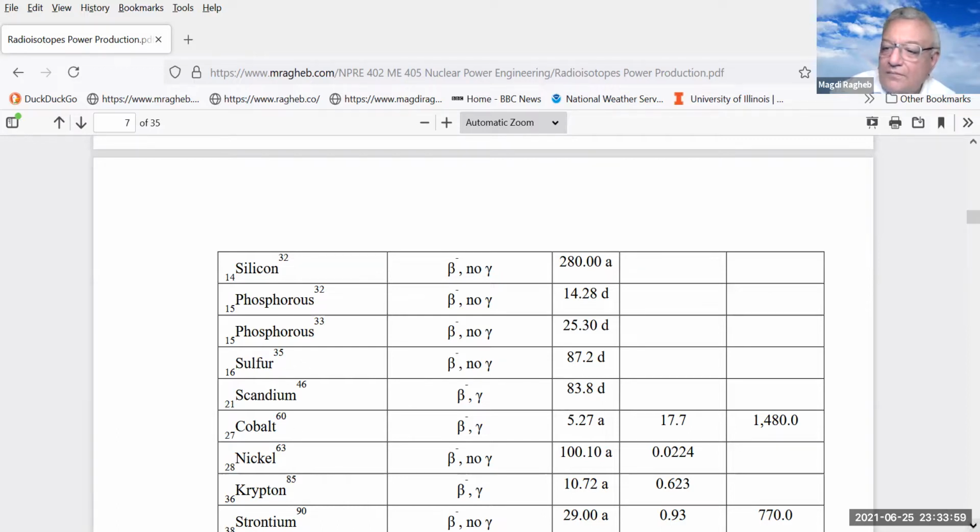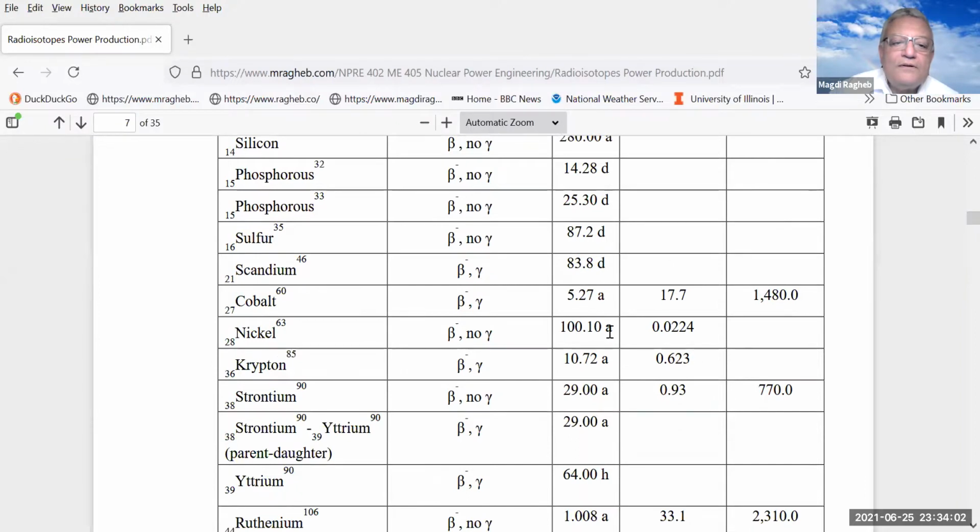Cobalt-60 can emit beta particles, but also gamma radiation. And nickel-63, again, is a very useful one because it doesn't emit gamma radiation. Its half-life is 100 A, where A stands for annum. Annum is Latin for year. So when you see A here, that's a year.